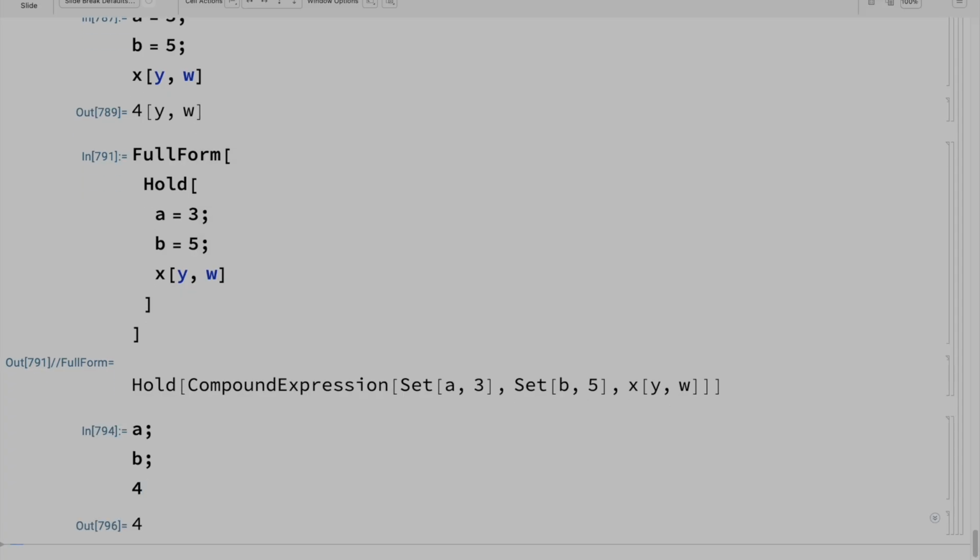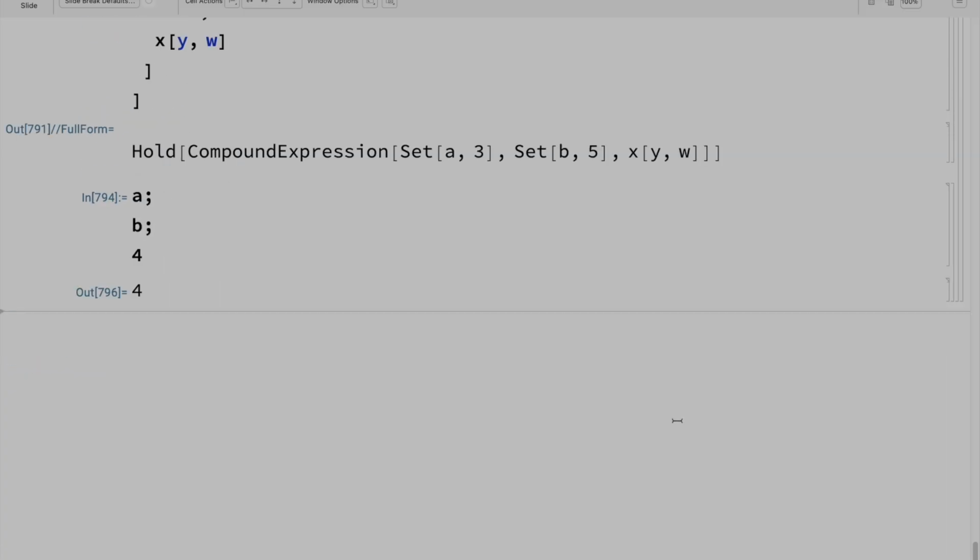So it is surprising sometimes when you think about it, that things that you might not think are expressions are actually expressions. The point that I'm trying to drive is that everything is an expression. And if you are in doubt, use FullForm.